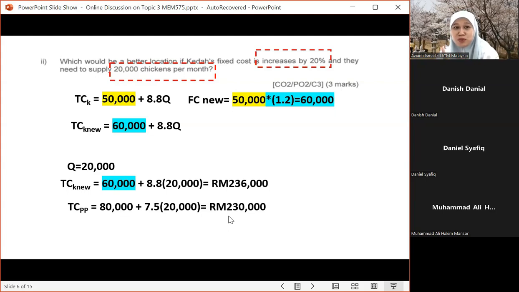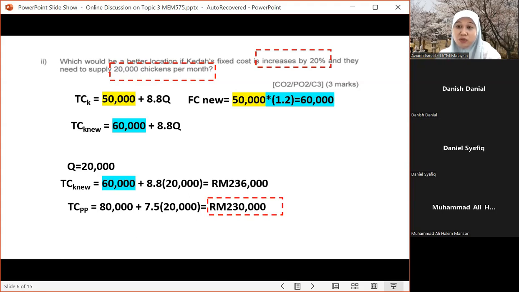Okay, now we're going to choose which is the better location. When we talk about cost, we want to find the lowest cost possible. When we talk about profit, we want a higher profit. So when we talk about cost, which one to choose? We're going to choose the lowest one, 230,000.